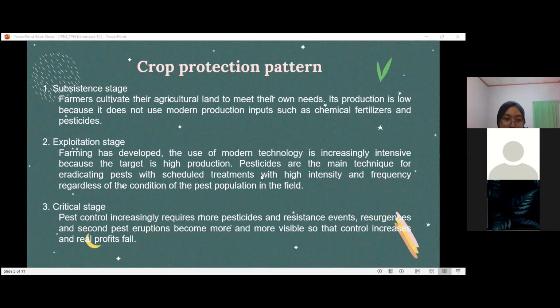Number three, critical stage. Pest control increasingly requires more pesticide. Resistance events, resurgence, and secondary pest eruptions become more and more visible, so that control costs increase and the real profits fall.